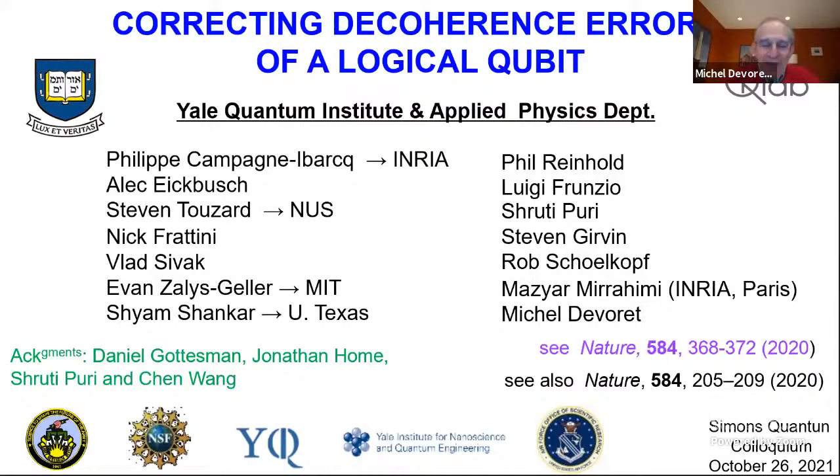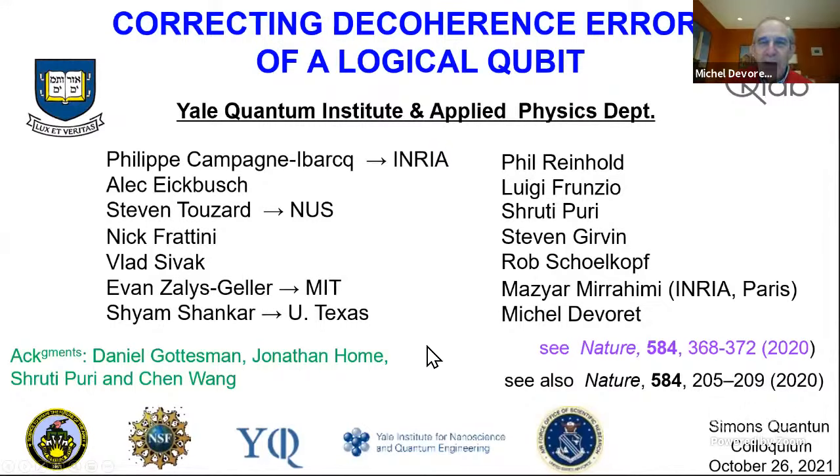Thank you, Umesh. Thank you also for the kind introduction. And so, yes, today I will be talking about a new type of architecture for error correction. Before I begin, I would like to thank the people in the panel today, Daniel Gottesman, Jonathan Home, Shruti Puri, and Chen Wang. I apologize in advance to the specialists of this field of bosonic error correction that I will be introducing today. This is, I hope, going to be an introductory talk, so please do not pay attention to the simplifications.